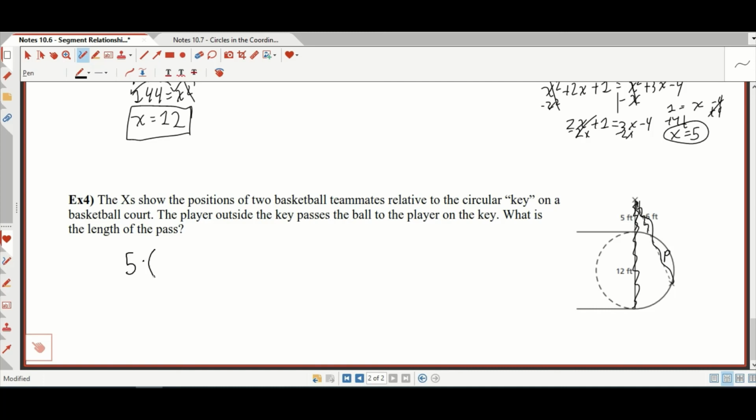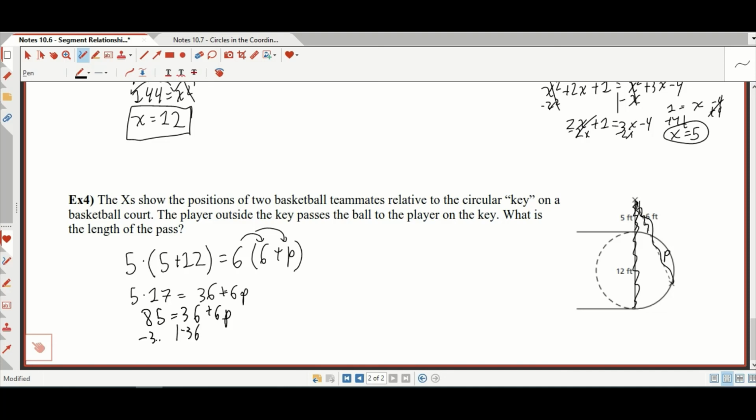That is 5 times (5 plus 12), that whole secant segment, is equal to the 6 feet times (6 plus P). Now the pass is that 6 plus P, and we'll get to that in a second. So 5 plus 12 is 17. So 5 times 17 equals, distribute, 36 plus 6P. Now 5 times 17 is 85 equals 36 plus 6P.